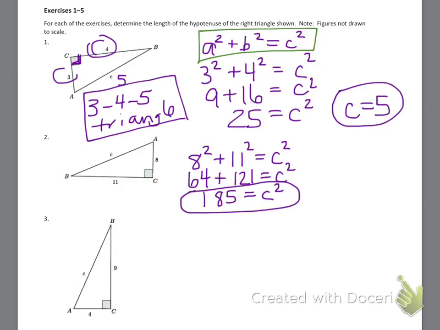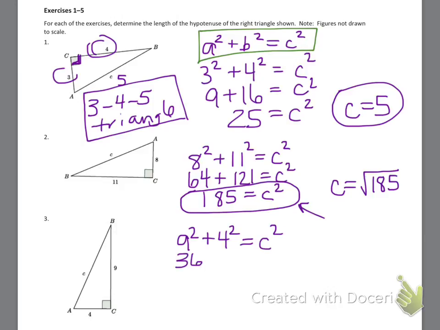And again, if you are familiar with this, we do know that c is the square root of 185, but your answer key is going to have that, and that's all I'm expecting right now. Okay, let's do another one. This one was 9 squared plus 4 squared is equal to c squared. So I have 36 and 16, which would add up to 52.